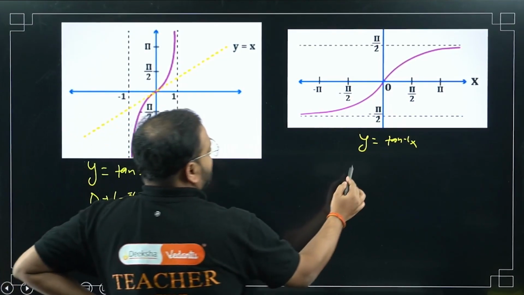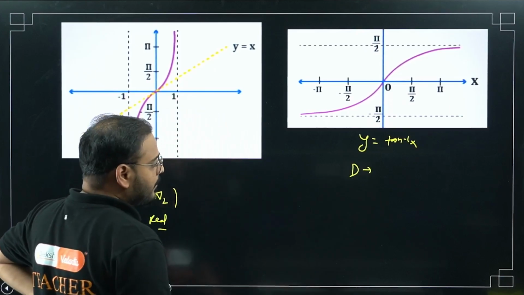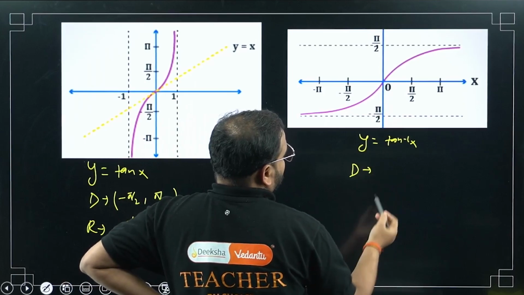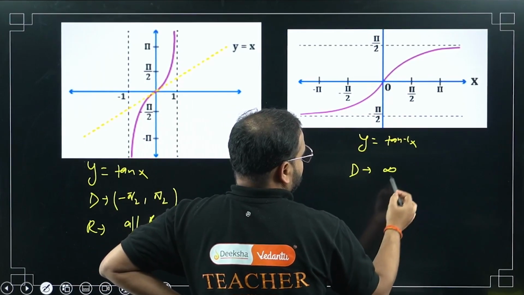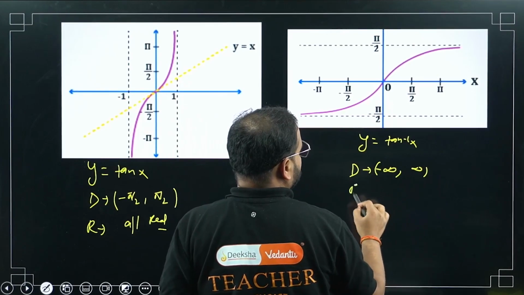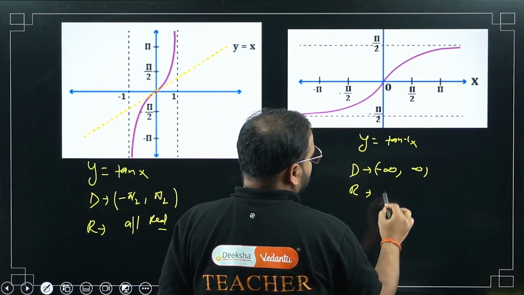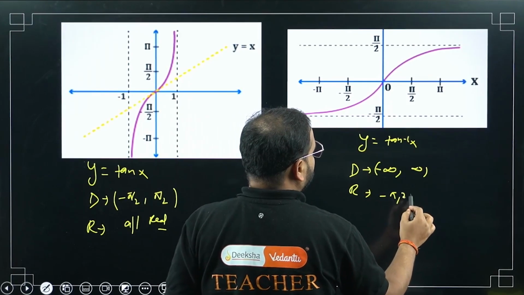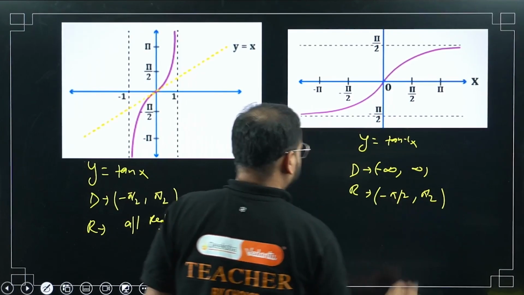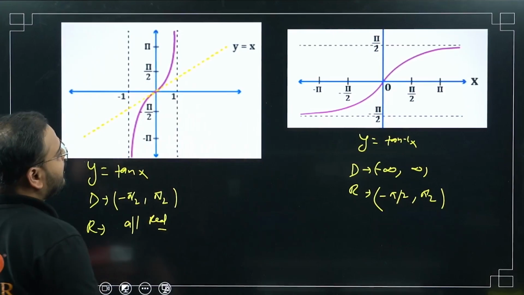What will happen to this? The domain will become what? All real, so basically minus infinity to plus infinity. And what is the range? The range will become minus pi by 2 to pi by 2, open. Okay, this is an open condition.